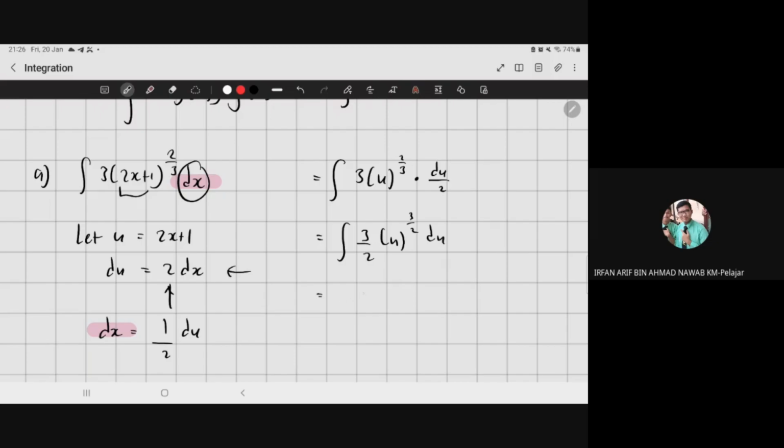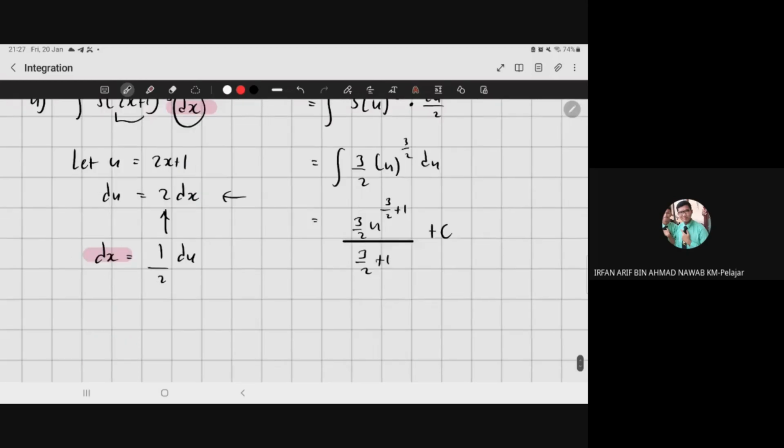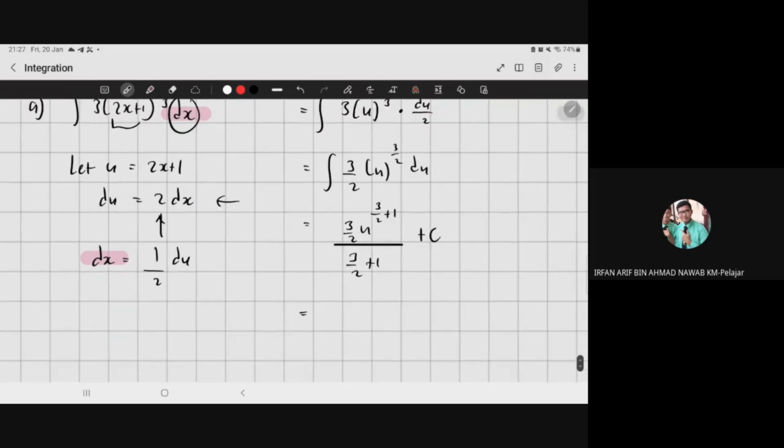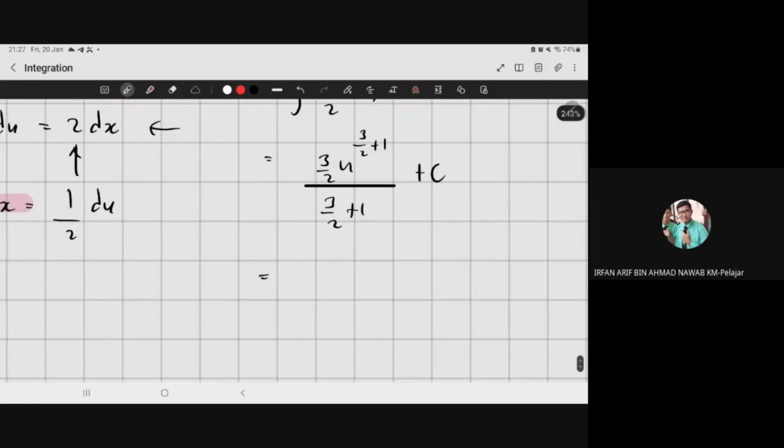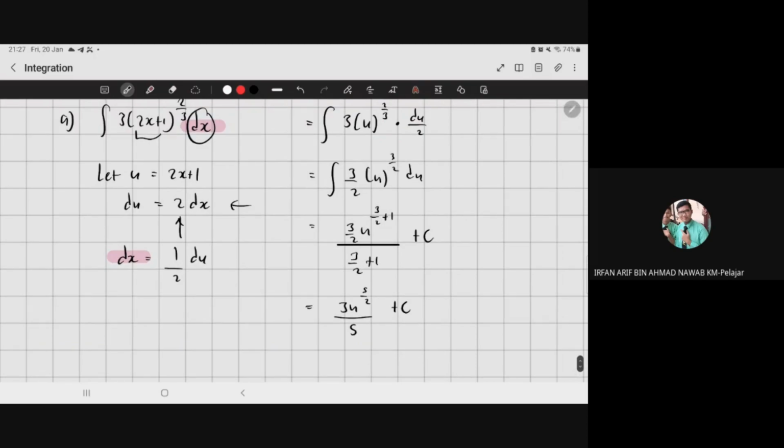All right, so it will be 3 over 2 u to the power of 3 over 2 plus 1, over 3 over 2 plus 1, plus c. First, you have to simplify this expression here, and it's 5 over 2. So you will get 3 u to the power of 5 over 2 over 5 plus c. But now you have to go back in your working here.